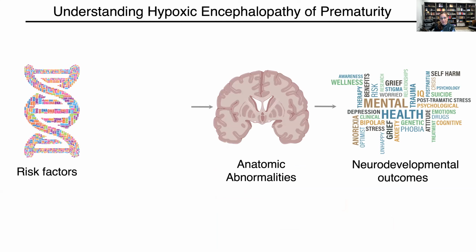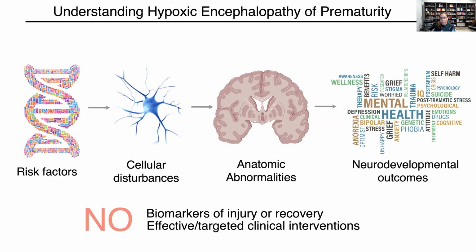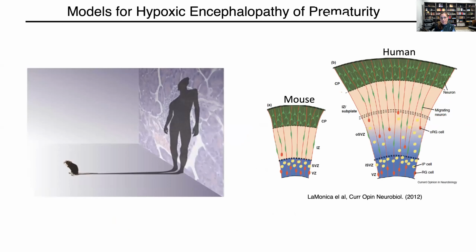And as a result, we have no biomarkers of injury or recovery for brain injury of prematurity, for example, and we have no effective or targeted clinical interventions to prevent this from happening, or at least make it better once it happens. And of course, this is primarily related to the fact that we have very, very limited access to the human fetal brain or postnatal brain in the second part of pregnancy.